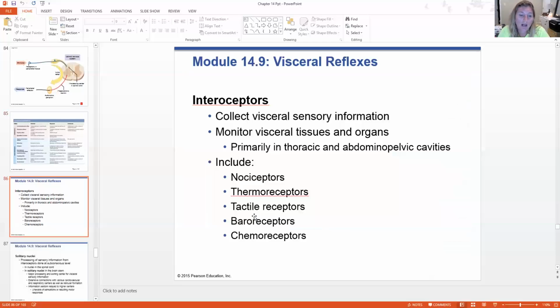So let's talk about how these visceral reflexes are sensed. We need a receptor. Let's talk about them. Interoceptors are collecting visceral sensory information, monitoring visceral tissues, primarily in the thoracic and abdominopelvic cavities. These are nociceptors, thermoreceptors, tactile receptors, baroreceptors, and chemoreceptors.